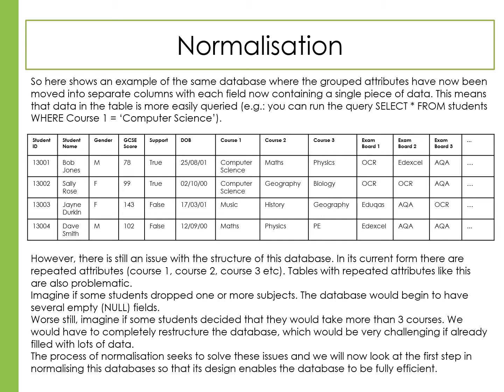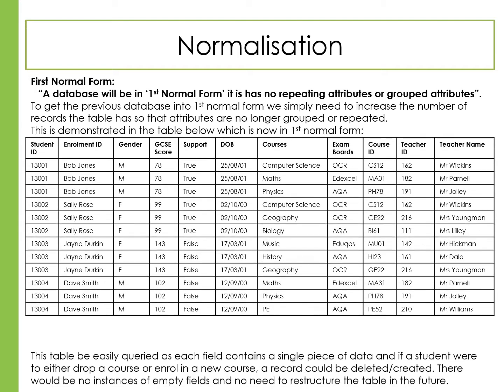Let's pretend we already had a search in place. If you're looking for who takes computer science, you might need to search in 3 different fields. Well, if we've set that search up already and we have to add a 4th field in for course 4, we've got to change our query to do the search. So the normalization process actually tries to resolve and remove these issues. So the process of normalization, and the first step in normalizing a database, is making sure it's fully efficient.